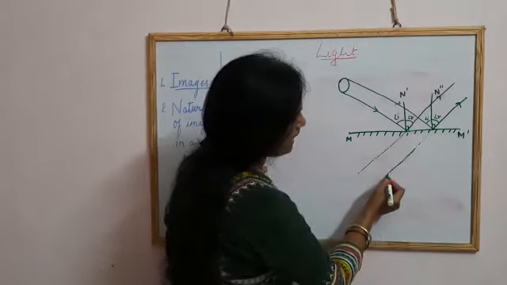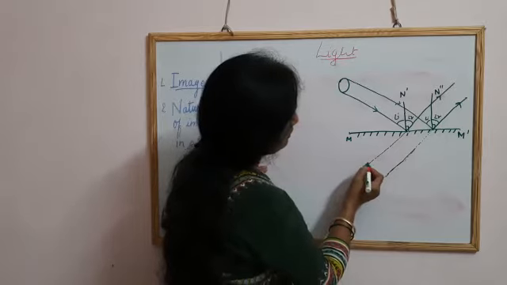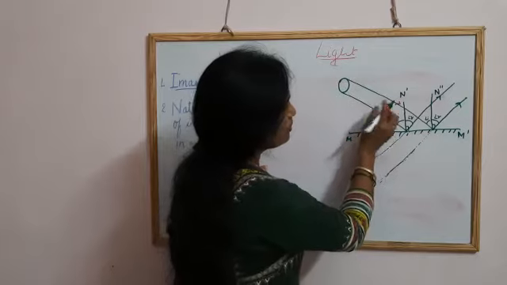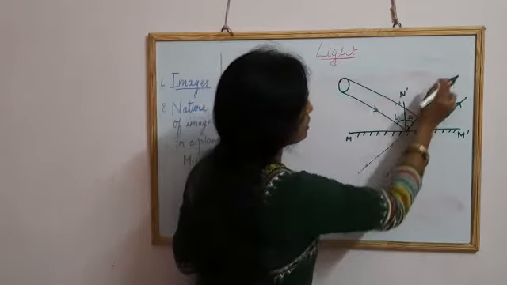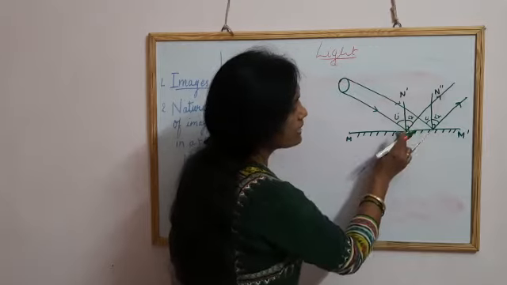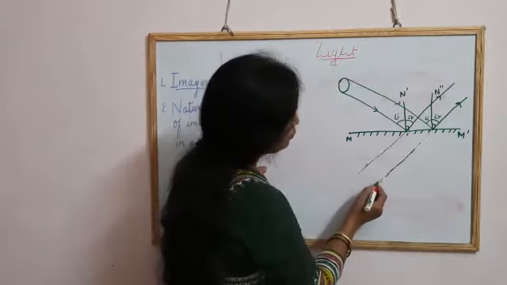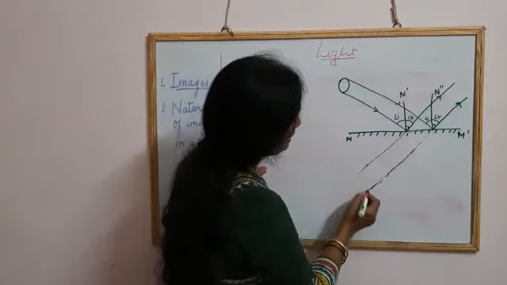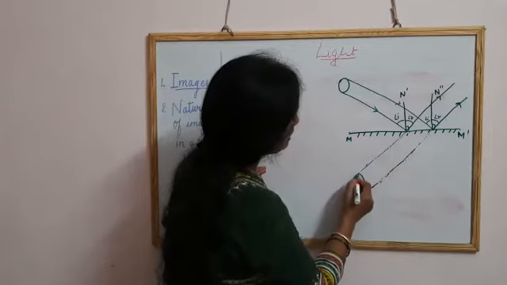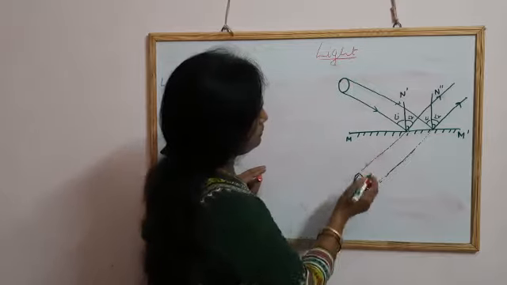So backwardly I have extended them. Okay, I'm not drawing an arrow. Why? Because this ray will reflect in this direction, this ray will reflect in this direction. Okay, we have simply extended in the backward direction. So here at this point we'll get an image. This is the image of this one, right?